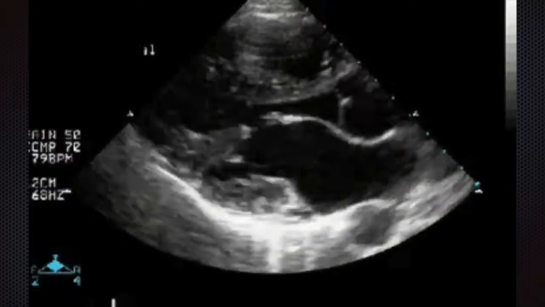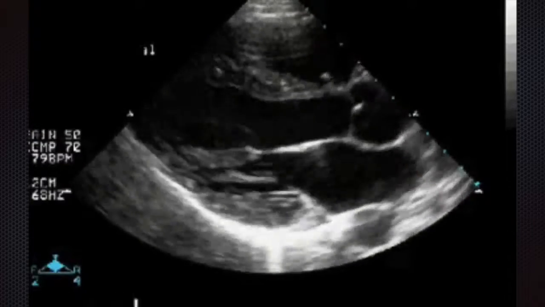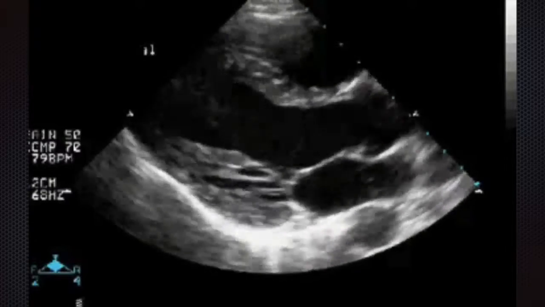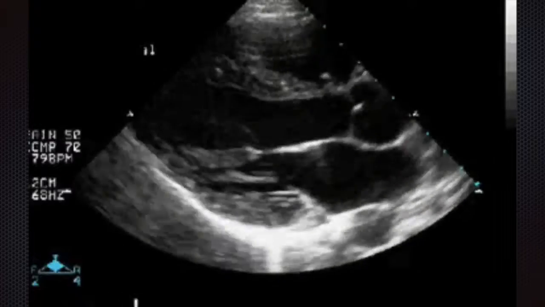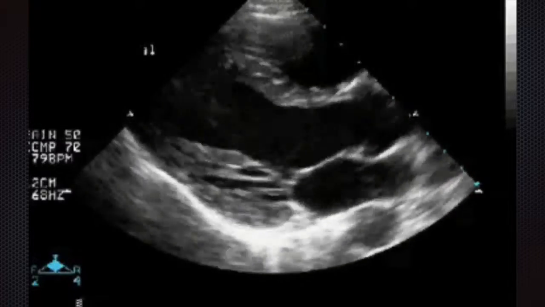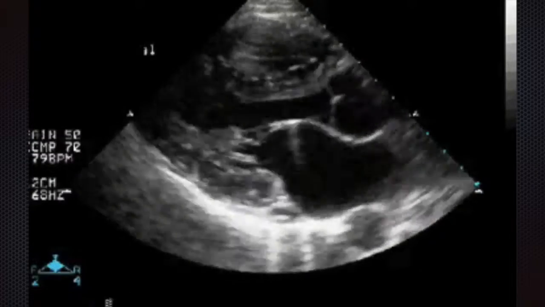And then to the left of the descending thoracic aorta is the pericardium, which the posterior wall of the left ventricle is against. And you see this shows up as very bright and white because underneath that is aerated lung, and that's obviously causing big reflections.